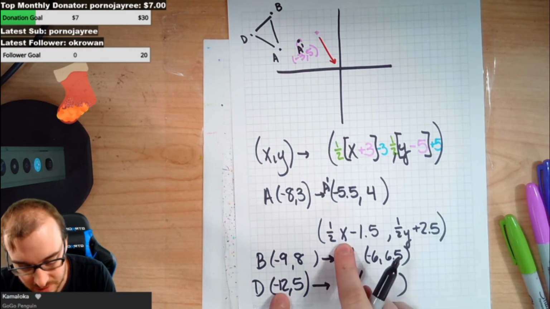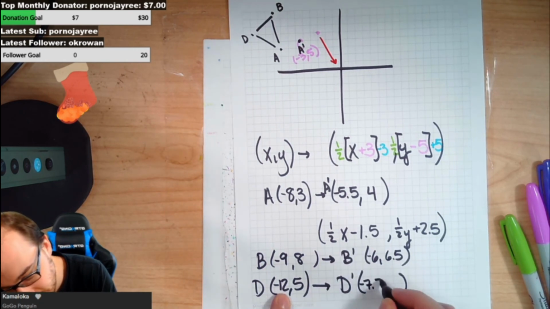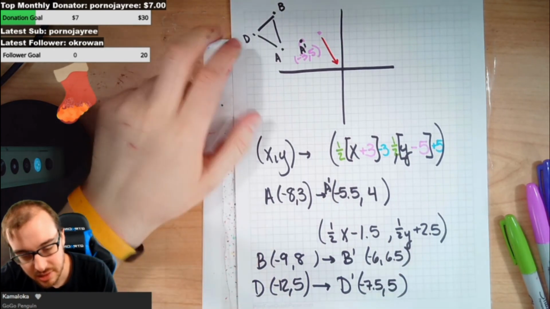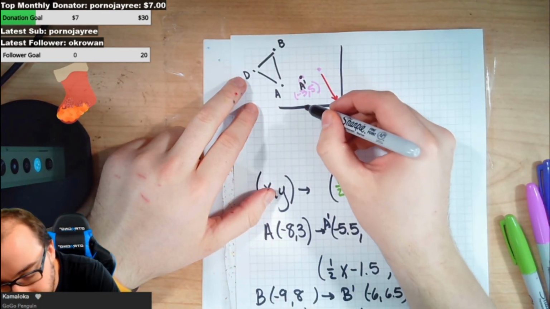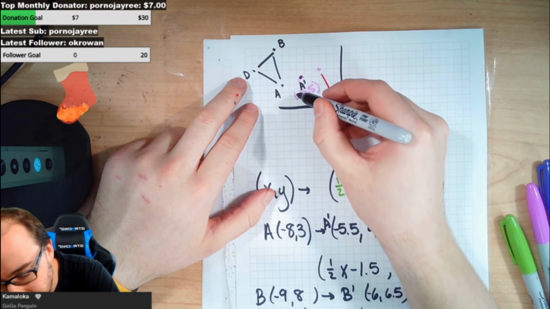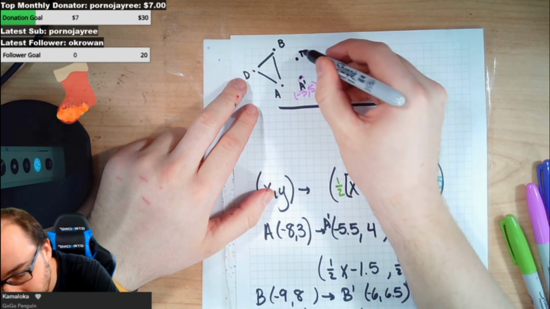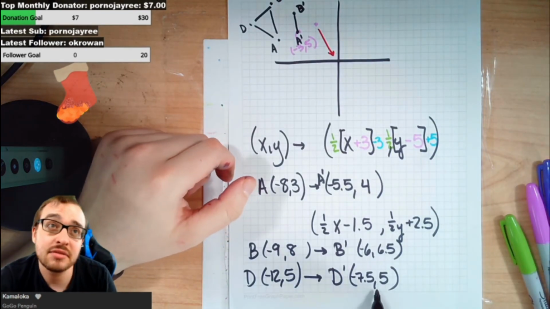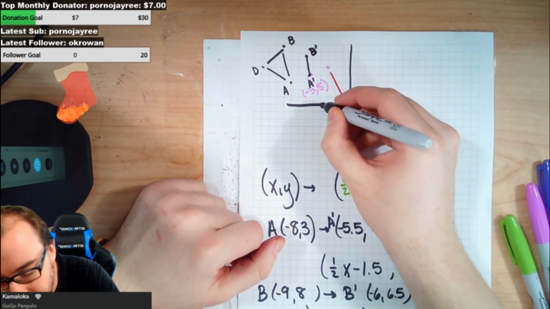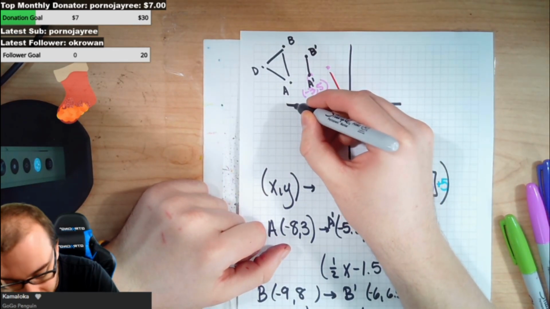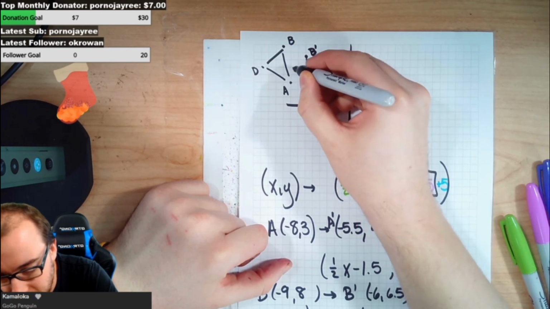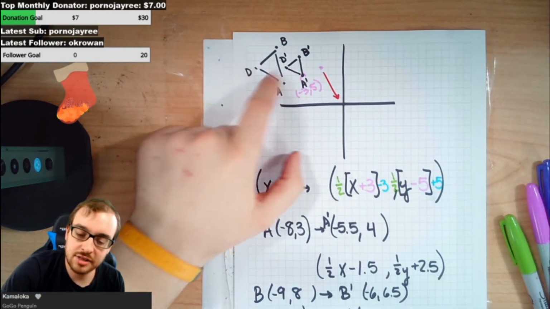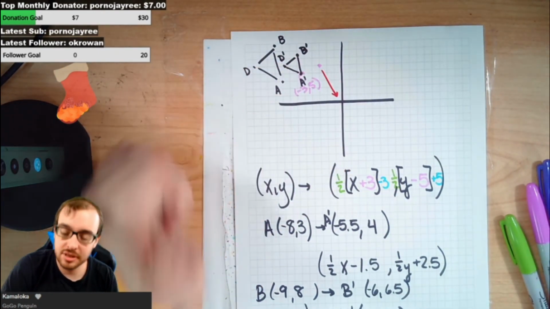For this one, I need to take half of it and get negative 6, and subtract 1.5, so negative 7.5. And then here, half is 2.5, and if I add 2.5 back, I get 5. So negative 6, comma 6.5. That's where B prime is. And then D prime is going to be negative 7.5, comma 5. So 1, 2, 3, 4, 5, 6, 7, 8. Here's 7.5. 1, 2, 3, 4, 5. And there's our triangle, half as small and half as far away from C as before.